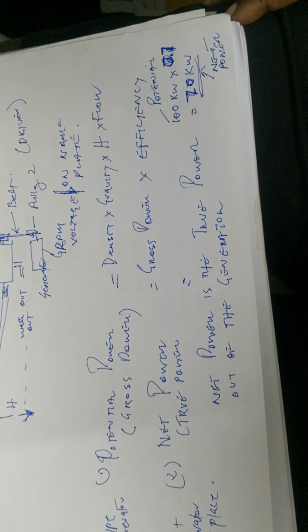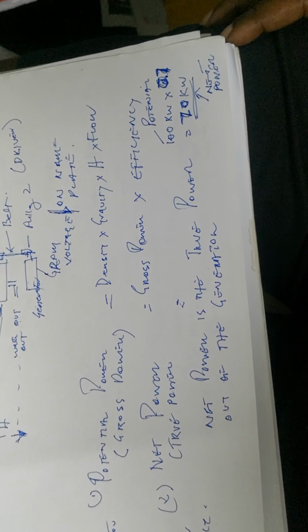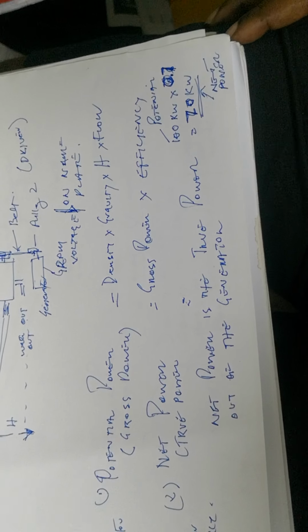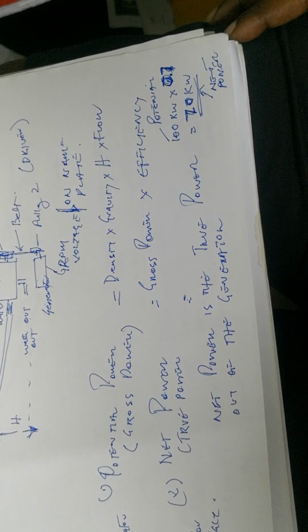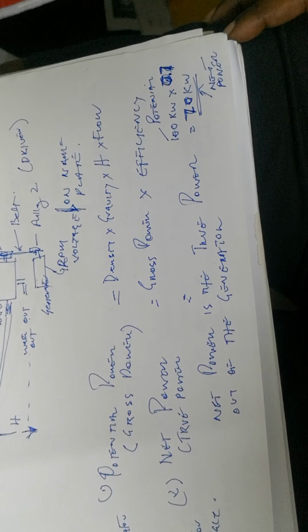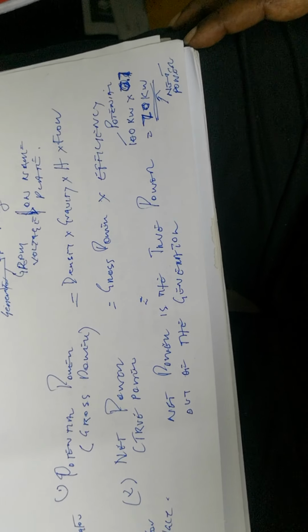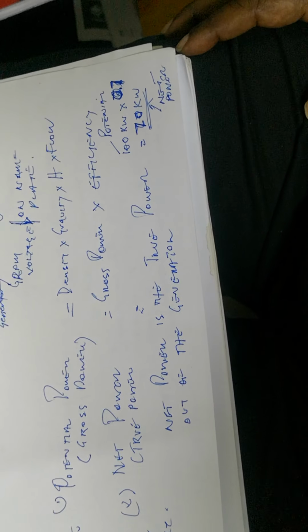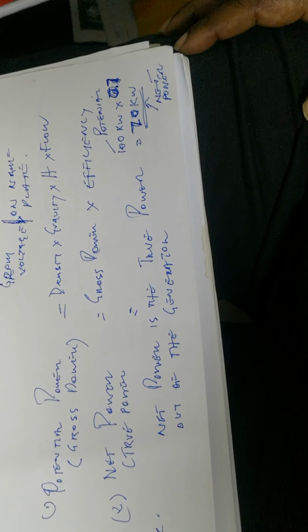Suppose the potential power you get on the right side, right at the bottom, is 100 kilowatt. Now you may give some 70% efficiency, 0.7. You multiply it by 100 now. You may get net power of 70 kilowatt. So net power equals gross power times efficiency.